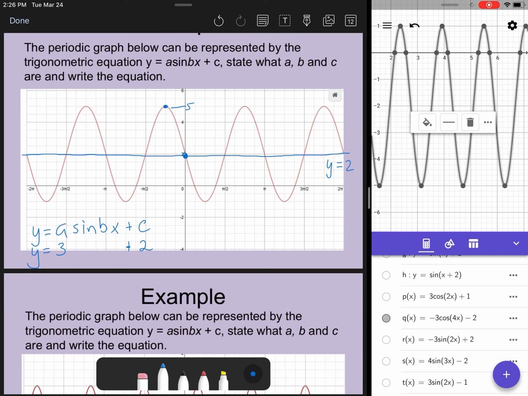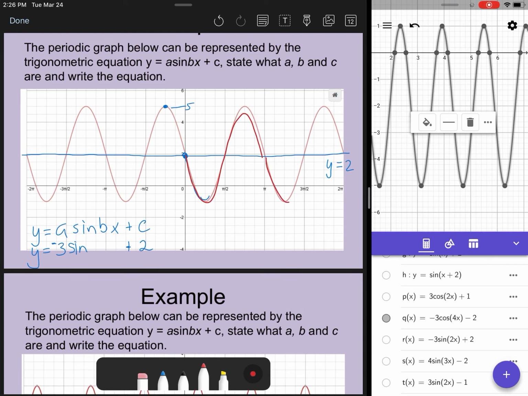Where are we starting from? When we start from here, are we going up or down? Okay, if we're going down, then that means that we're starting with a negative. So that's -3 sine of bx.